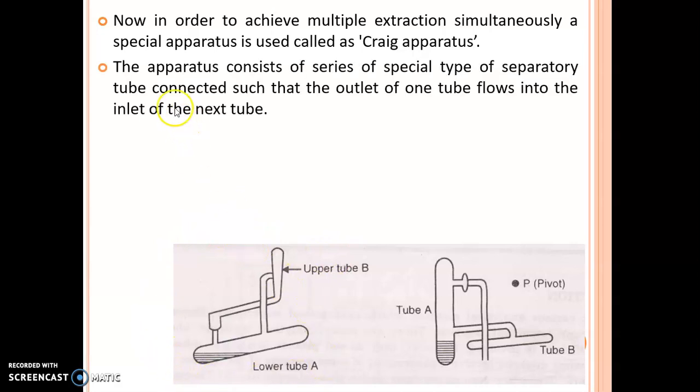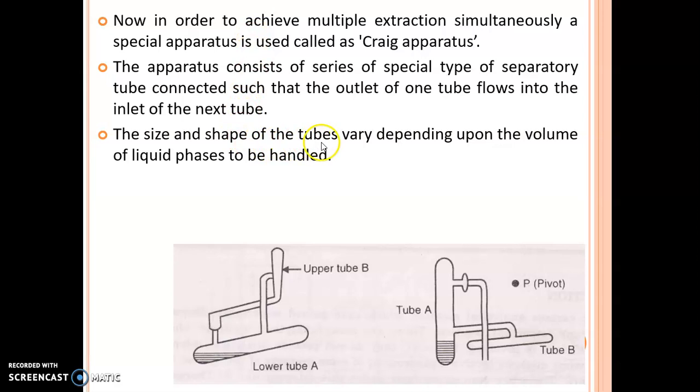The apparatus consists of a series of special types of separatory tubes connected such that the outlet of one tube flows into the inlet of the next tube. Here you can see in the diagram, the outlet and inlet of the tubes are connected with each other. So this is the upper tube B and this is the lower tube, which is denoted by A.